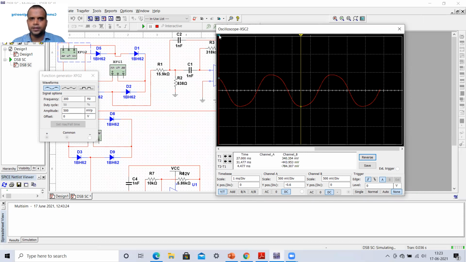Now we can place the second pointer. That value is coming as minus 443. Here you can see that T2 minus T1 is coming as 3.3 milliseconds, 3.298 milliseconds. If you properly adjust, you will get the time period equal to 3.33 milliseconds. So this is our desired frequency of the message signal that we have given to the modulator side. The same message signal we are again extracting at the receiver side.